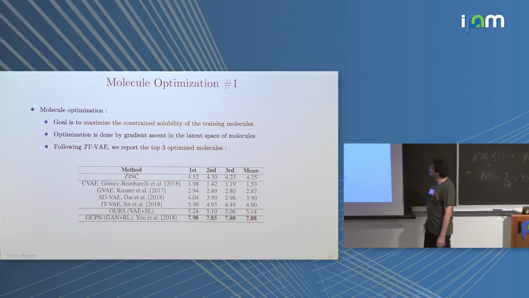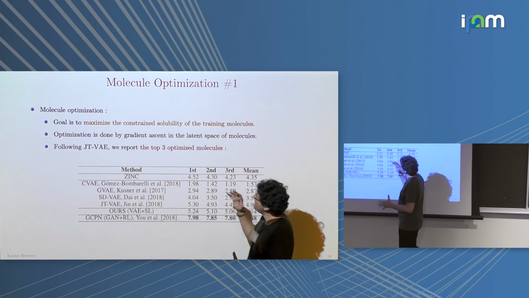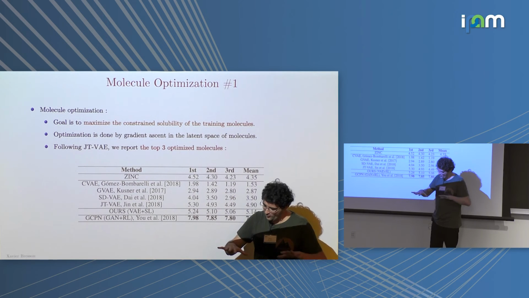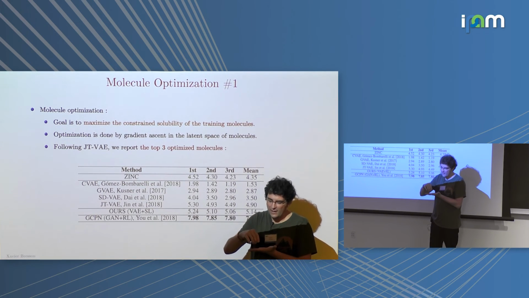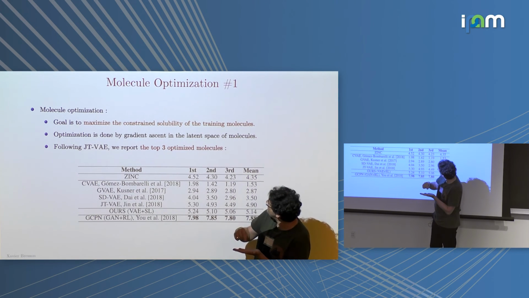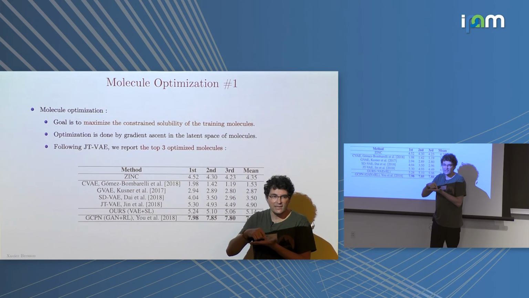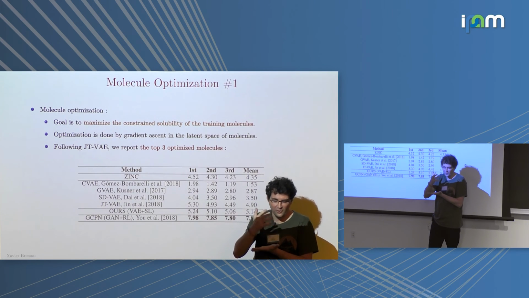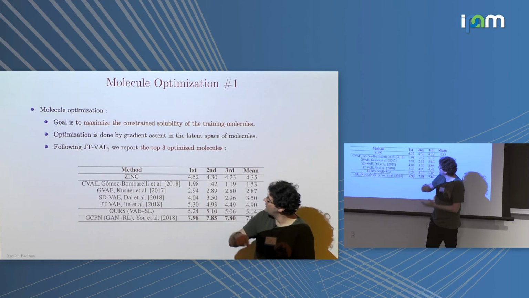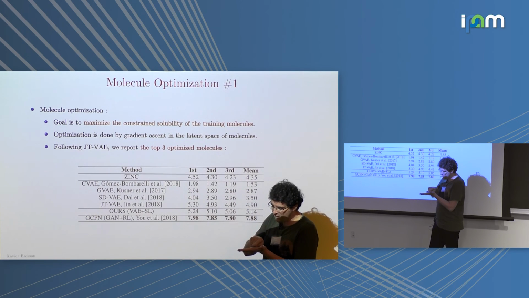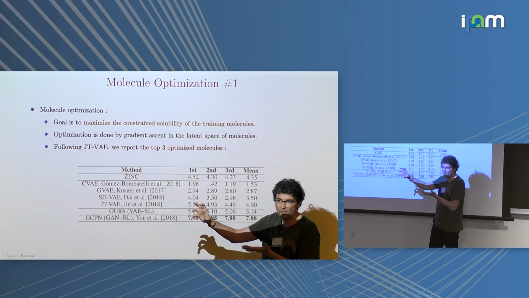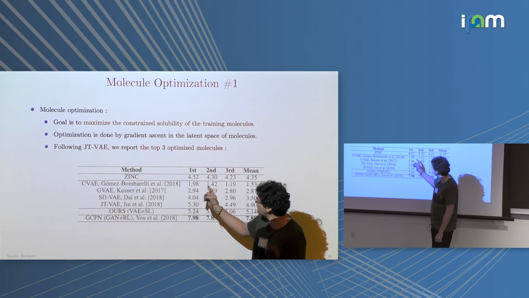Okay, so then we do molecular optimization. The idea is that we stay in the latent space, and we move in the latent space in the ascent direction, in such a way that we will improve a chemical property, which here is the constraint solubility. We move inside this latent space, and then we decode. We have a molecule, and we compute the property of this decoded molecule. And this is what we report.